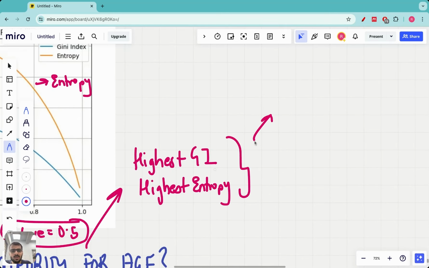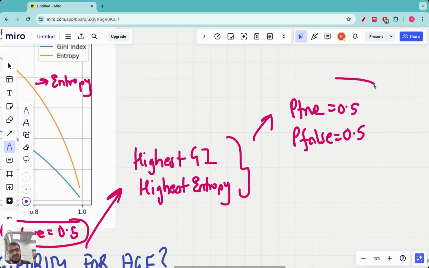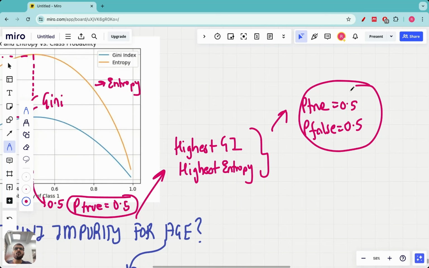And I think you should start looking at the intuition for this. If P true is equal to 0.5 and P false is equal to 0.5, then essentially we are not sure at all which way we are going. Does the person love movies or not? It's 50% probable. And that's why this leads to the highest entropy, and that's why this leads to the highest impurity. One way to think about entropy is also disorder.